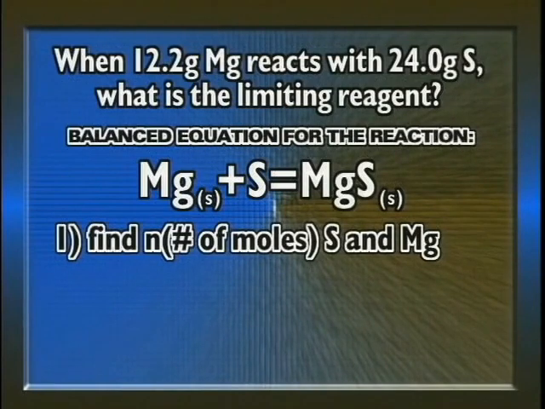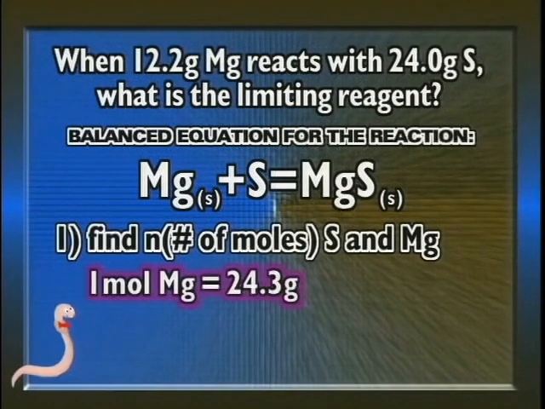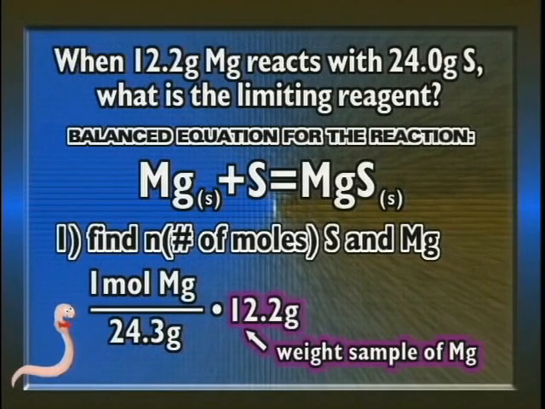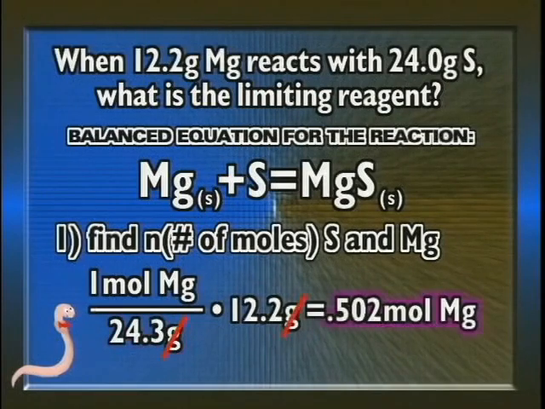So you need to convert the 12.2 grams of magnesium to moles using the unit factor method. You know that 1 mole of magnesium equals 24.3 grams in weight. So you can put them over each other and multiply by the weight of your total magnesium sample, or 12.2 grams. That's 12.2 grams of magnesium times 1 mole of magnesium divided by the mass in grams of 1 mole of magnesium, which is 24.3 grams. This gives you 0.502 moles.